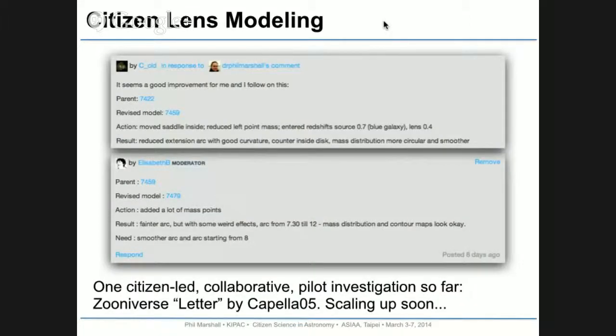And here they are in the Talk forum. They figured out their own systematized way of talking to each other, which is good. And there's a Zooniverse letter on this in the offing. I think it was submitted and it's somewhere in the system. So we're hoping to scale up this process of citizens finding lens candidates, modeling them themselves, writing them up themselves in letters, and then in an ideal world, all we would do is come along and just read the letters.